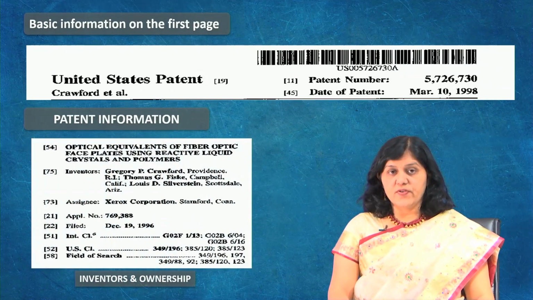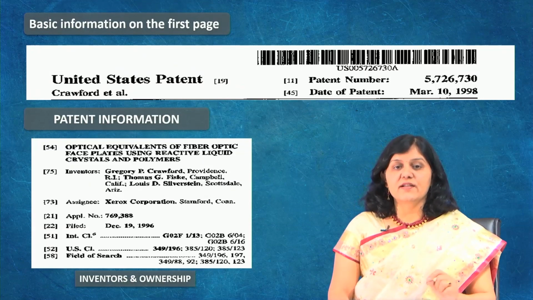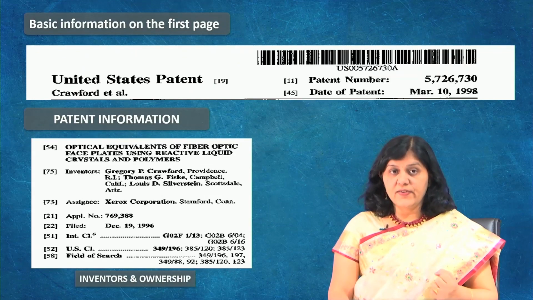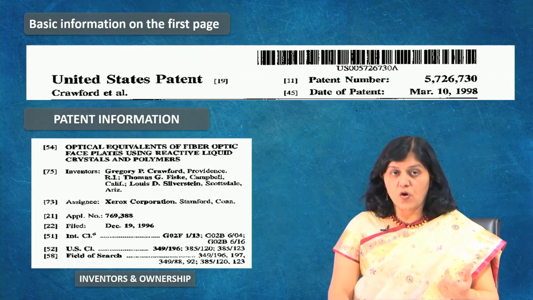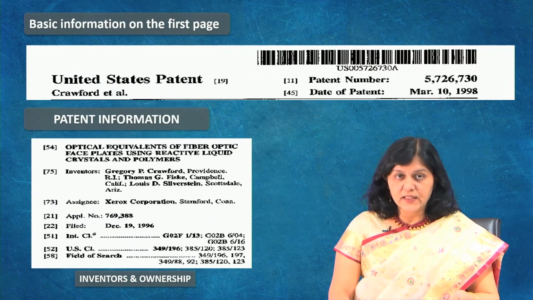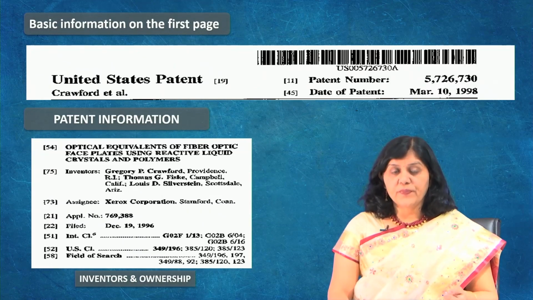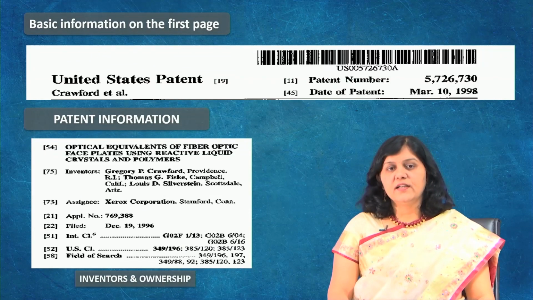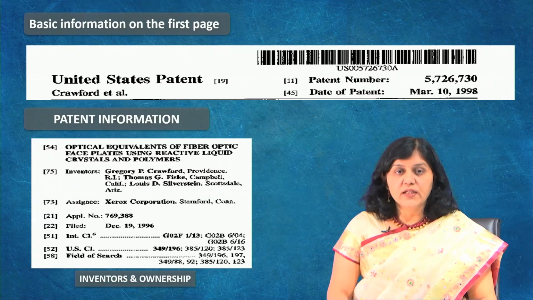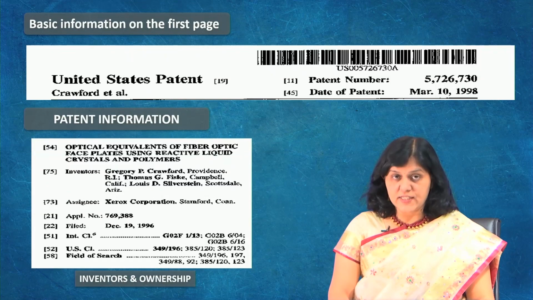Next it shows information as optical equivalents of fiber optic phase plates using reactive liquid crystals and polymers. Then it says inventors, there are 3 inventors, Gregory Crawford, Thomas and Lewis, and their addresses are also given. Then assignee, that is Xerox Corporation, then application number 769388. Then it shows information as this patent is filed on 19 December 1996.